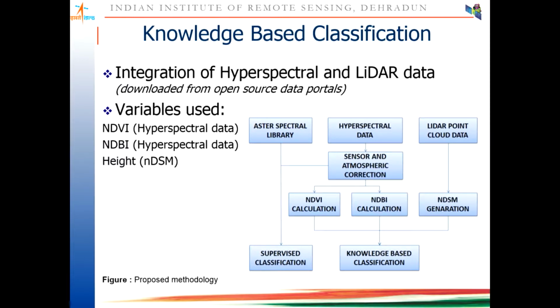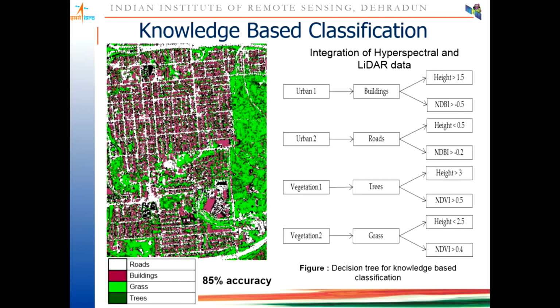We have told in supervised classification we got 73.4% accuracy. However, using these rules of NDVI, NDBI, you got a better result, giving you 85% accuracy. Some of the rules are depicted here, wherein we took, if it is urban and if it is buildings, the height should be more than 1.5 meters. NDBI should be more than minus 0.5. Then the second rule, the third rule and the fourth rule subsequently. This is how rule based classification can be helpful in improving the accuracy of your classification.